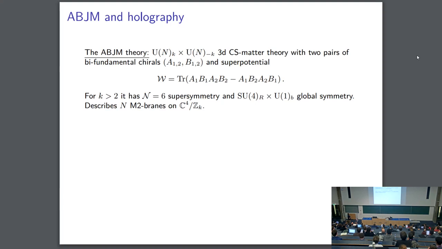It's U(N) times U(N) Chern-Simons theory, and it has bifundamental chiral multiplets, so it's a 3D N=2 kind of notation here, but the theory has N=6 SUSY. K is the Chern-Simons level, and the global symmetry when K is more than 2 is this SU(4)_R symmetry, and then there's a global U(1) flavor symmetry of sorts. And the claim to fame of this model is that it should capture the low energy dynamics of N M2 branes on this specific orbifold singularity, C^4 mod Z_k.